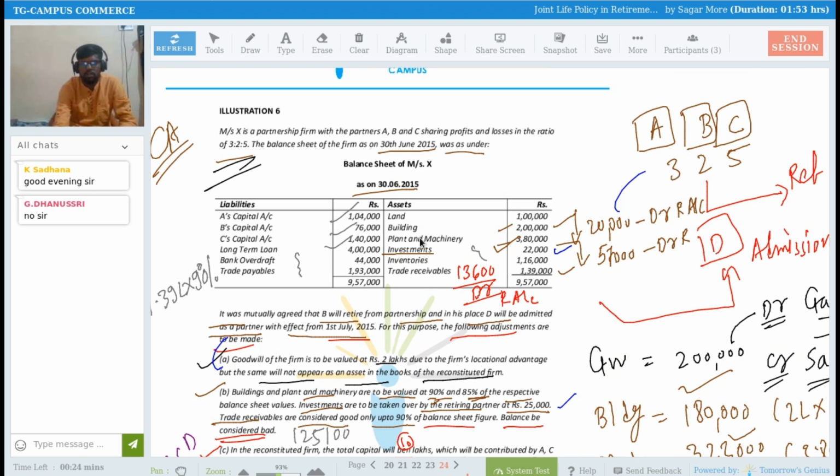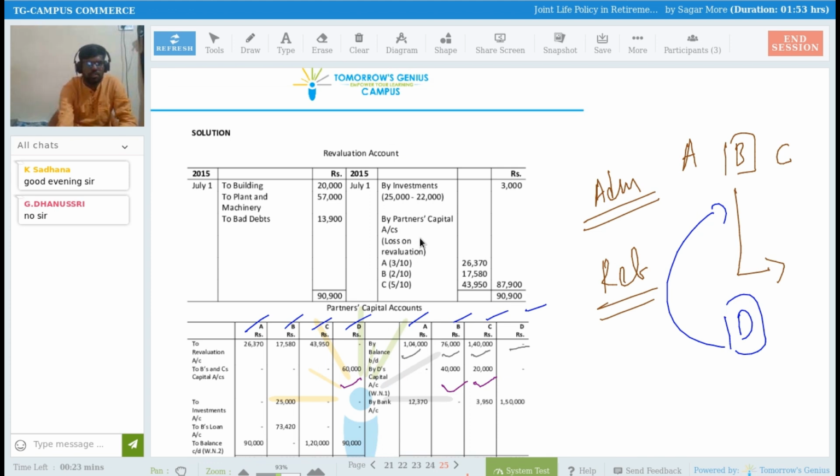Value of plant and machinery decreased by 57,000. Then value of investment increased here by 3,000. That we understood now. The value of trade receivable 13,600 decrease, right? So all these effects we have to provide. See here. Building 20,000 rupees, 57,000 rupees plant and machinery, 13,900 as your trade receivable, right? 3,000 is the increase in the investment value, right?